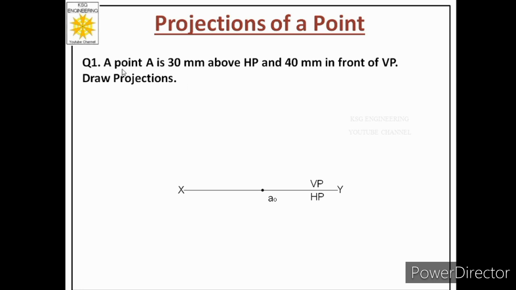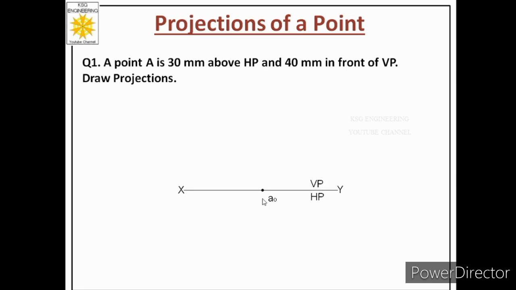So it says a point A is 30 mm above HP. When we were discussing this case in the quadrant system, we found that any distance given from HP is actually visible on the opposite plane, that is VP. So the same method we will apply in the solution. We are given 30 mm above HP, so we will show this distance on VP. So VP is over here.